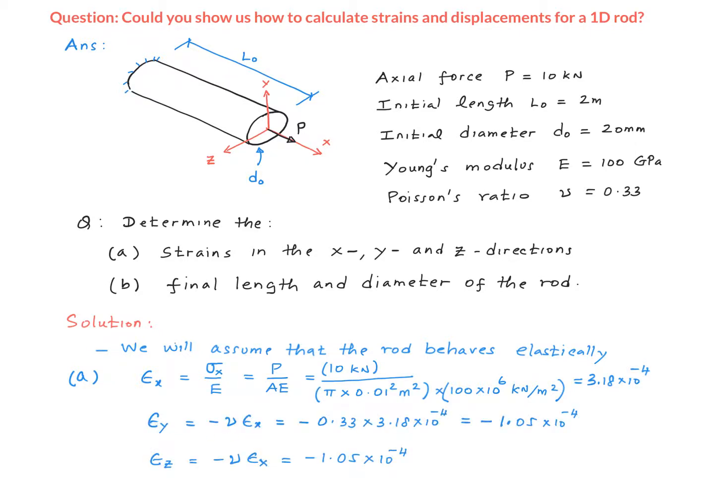Now using this relationship that involved the Poisson ratio nu, epsilon y is minus nu times epsilon x, right? Poisson ratio is given as 0.33, so we substitute that. And we already have a value for epsilon x. So epsilon y is calculated to be minus 1.05 times 10 to the minus 4. Epsilon x is a tensile strain because the force is a tensile force, and therefore epsilon y is a compressive strain. Epsilon z is given by the same equation, and therefore we have the same value as epsilon y.